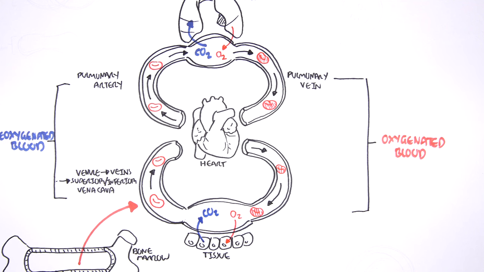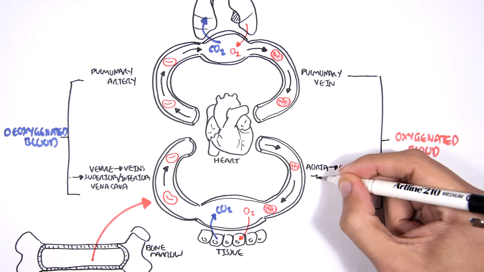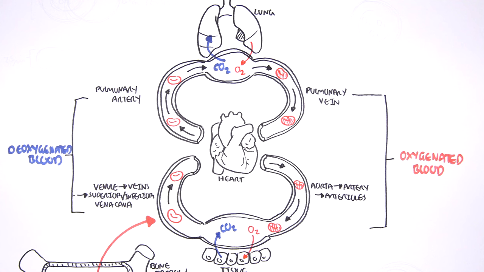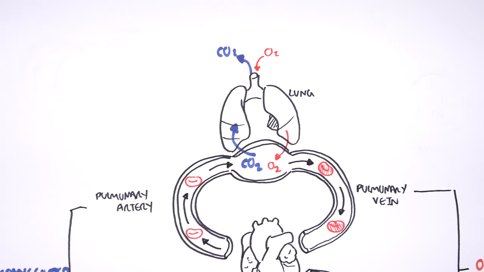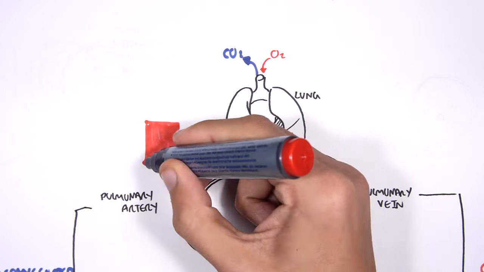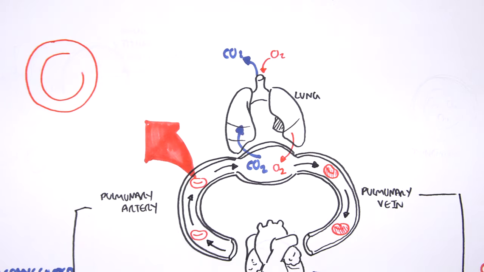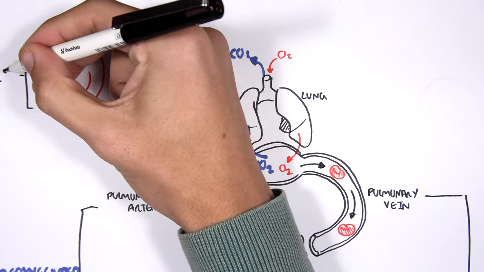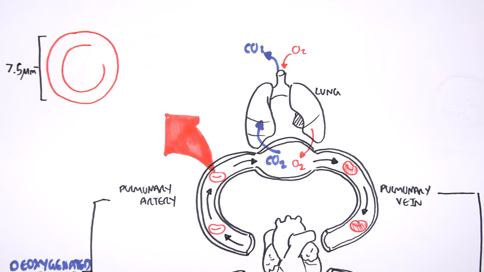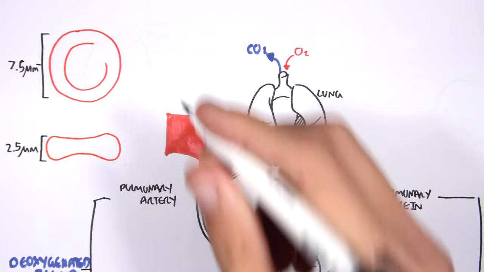The heart will pump out the oxygenated blood first through the aorta, then the aorta will form arteries and then arterioles and then capillaries of the tissue. As I mentioned, the main function of red blood cells is to transport oxygen around our body and to deliver it to tissues. If we were to zoom into this red blood cell that contains no oxygen first, we can see its shape. Its shape looks like this from the top. It is about 7.5 micrometers in diameter. If we look at it from a side view, we can see that it is 2.5 micrometers in height.